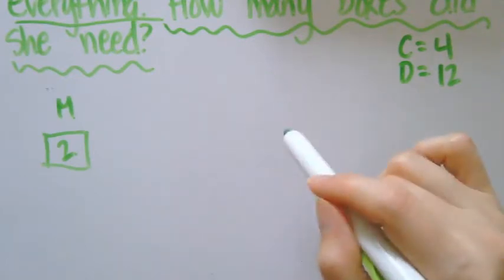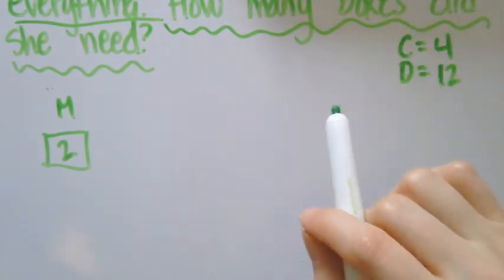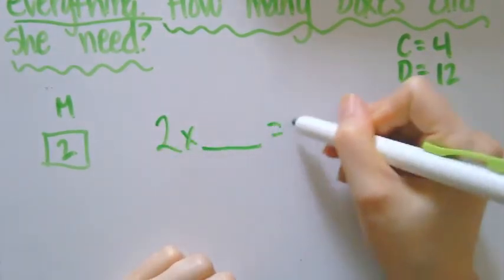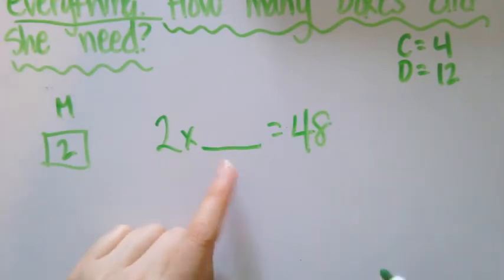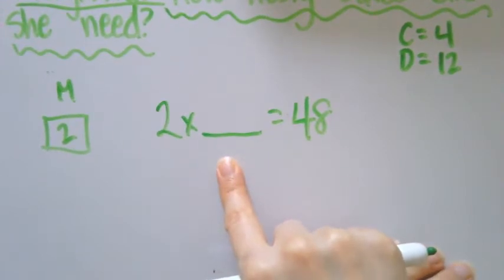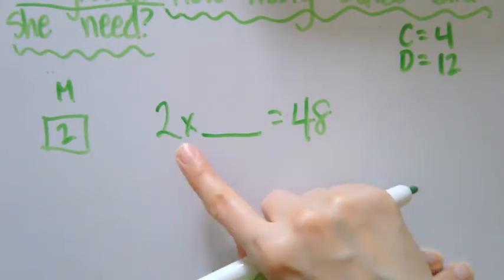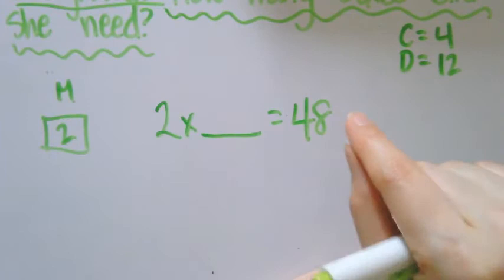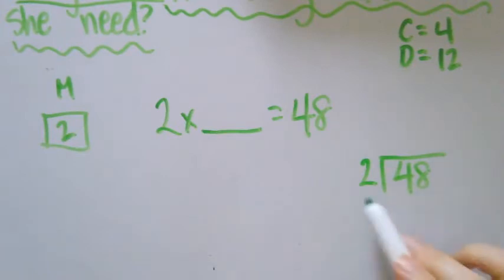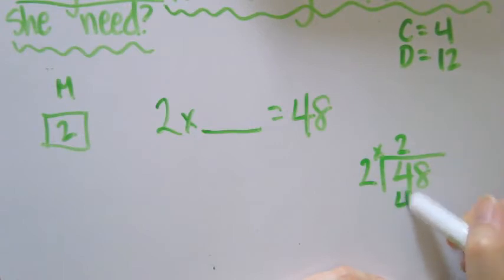So I can either divide again or multiply. But in order to multiply, it would be 2 times something would give me 48, and this something would tell me the number of boxes. If you're really fluent with your math facts, you might be able to figure this out. But if you're stumbling a little bit, I think the best way to go would be to do another division problem. 2 goes into 4, 2 times. 2 times 2 is 4, and subtract.